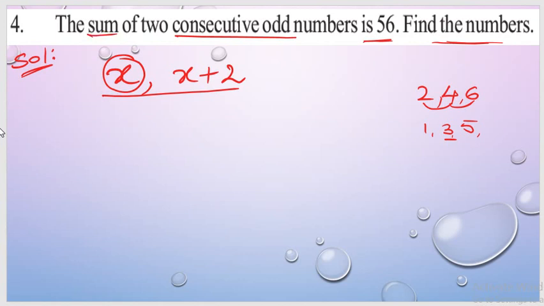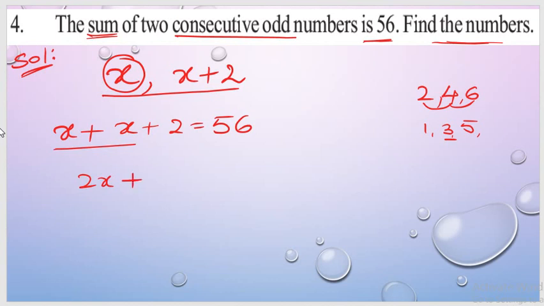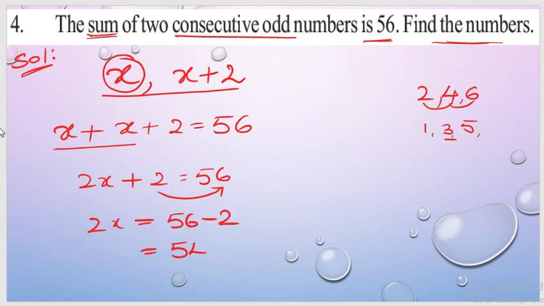Now what he has given: sum of two consecutive odd numbers is 56. That means on adding these two numbers, x plus x plus 2 is equal to 56, right? This is the equation which I obtained from this question. Now x plus x is nothing but 2x. So 2x plus 2 is equal to 56. Now since 2 is a number, I can transpose. So 2x is equal to 56 minus 2. 56 minus 2 is nothing but 54.